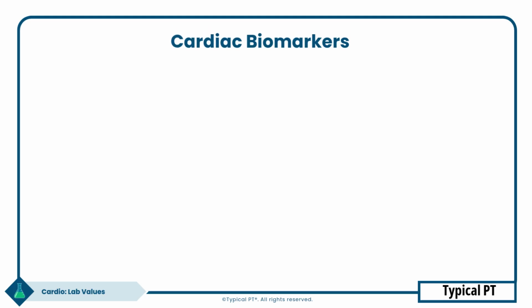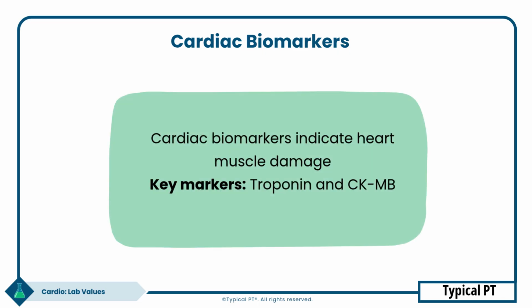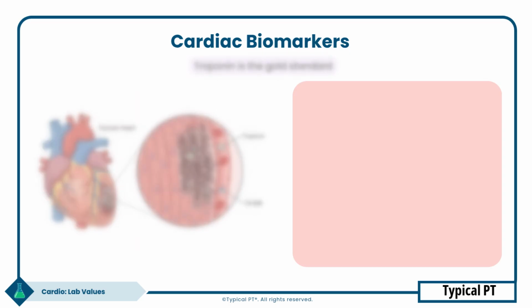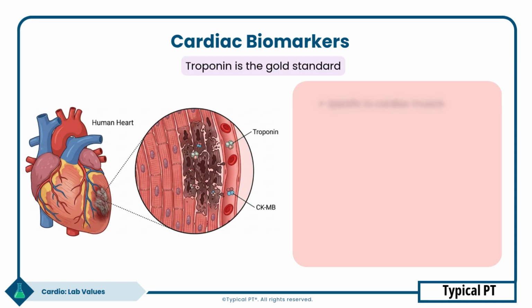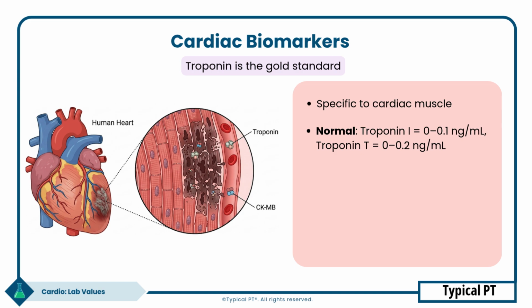Moving on to cardiac biomarkers, when cardiac muscle cells are damaged, they release specific proteins into the bloodstream. The two we need to know are troponin and CKMB. Troponin is the gold standard. It is found exclusively in cardiac muscle, making it highly specific. Normal troponin I is 0 to 0.1 nanograms per milliliter, and normal troponin T is 0 to 0.2. Any elevation means myocardial damage has occurred, and higher levels suggest greater damage.